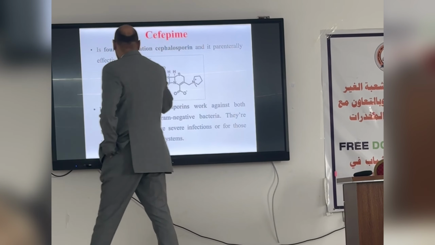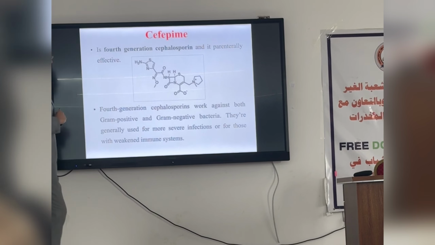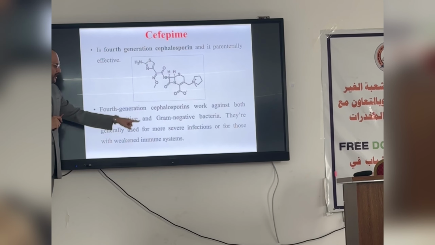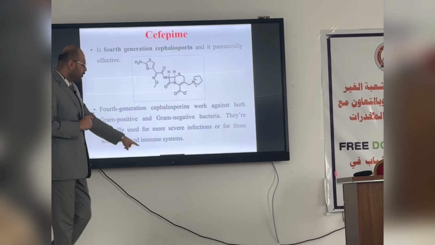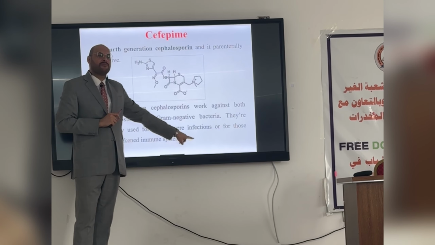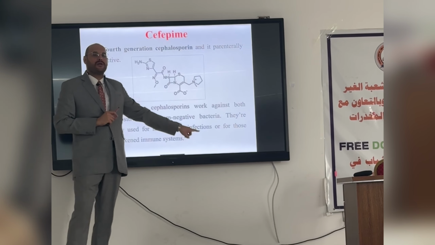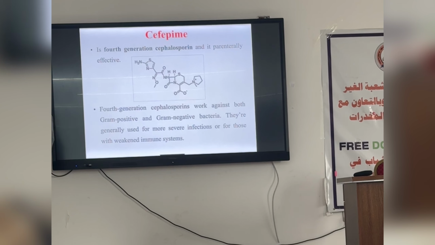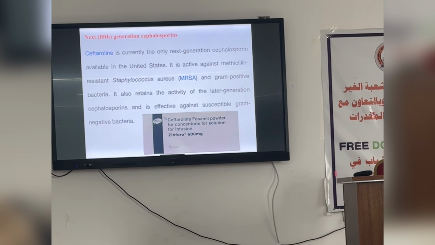So why do we discuss immunocompromised patients? We say effective is fourth generation cephalosporins. They are generally used for those infections in those who have a weakened immune system. Or in another word, those patients are immunocompromised. Okay? Next, fifth generation cephalosporins.